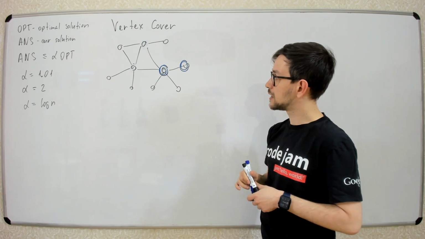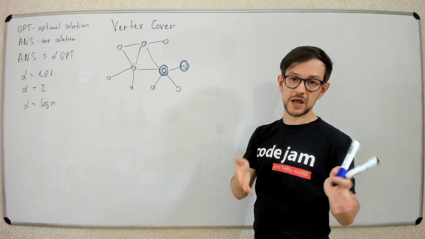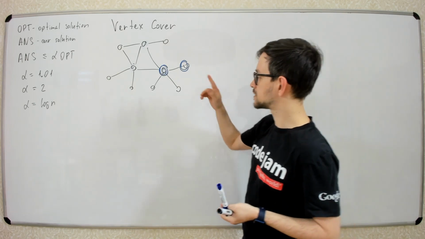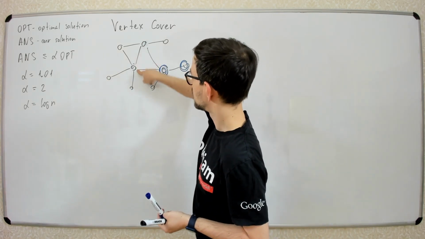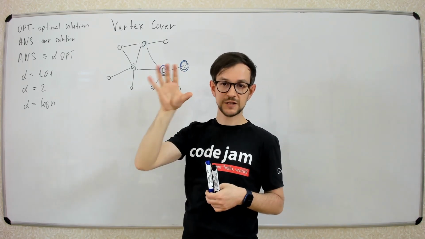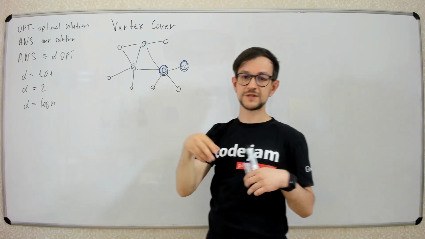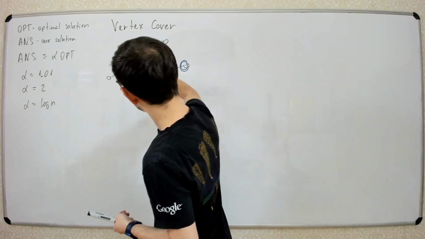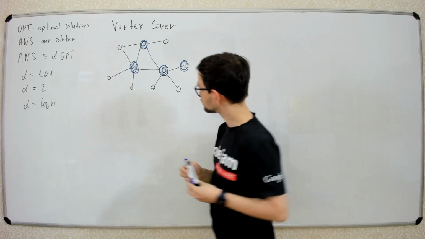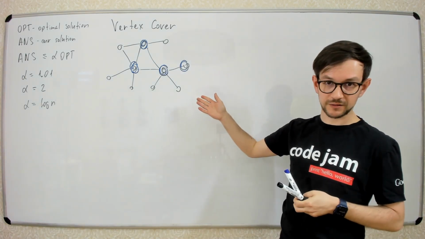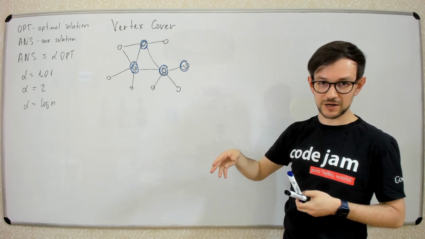Now let's take any edge which is not covered by our vertex cover, for example, this edge. For this edge, again, at least one of its ends must be in the vertex cover. So let's take both ends of this edge into our vertex cover, this end and this end. That's all. Now all edges are covered, so we have some vertex cover.